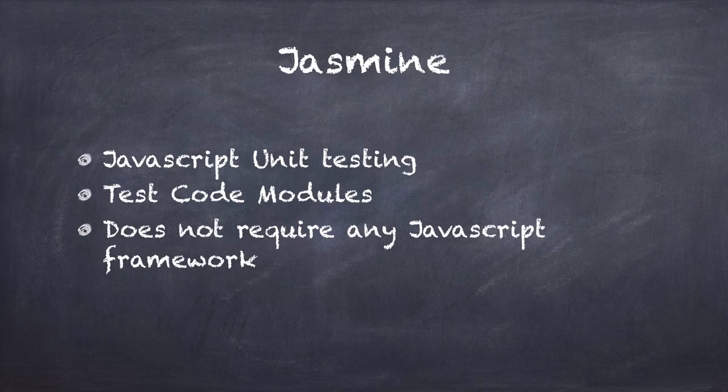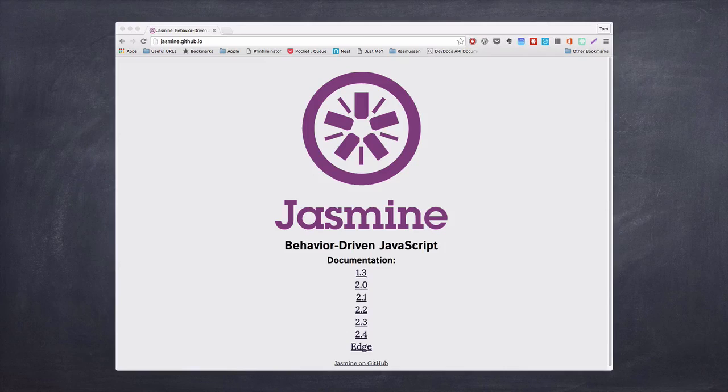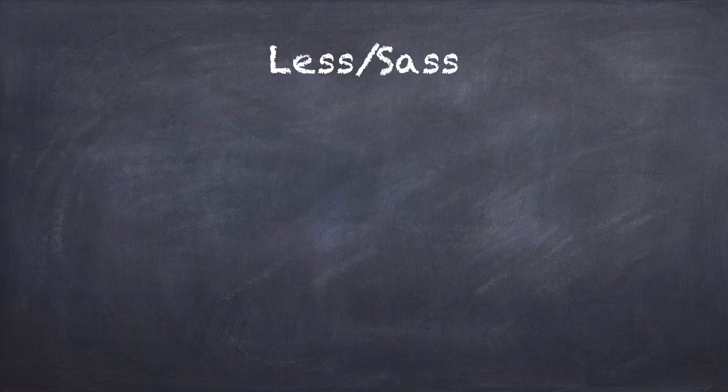It doesn't need any special framework or library. Anywhere you run JavaScript, you can use Jasmine. So if you've got a JavaScript application on the desktop, on the server, in the browser, you can go ahead and use Jasmine for your unit testing. So jasmine.github.io, get over there if you're interested, take a look at it, and see if this would be something useful to learn.